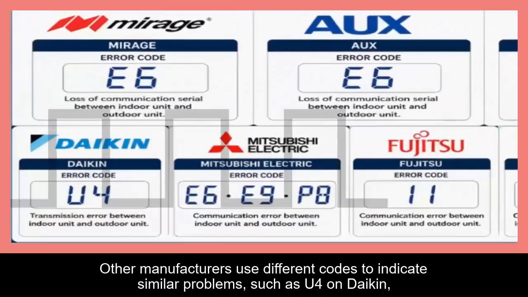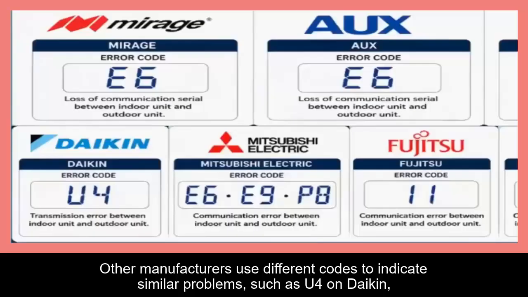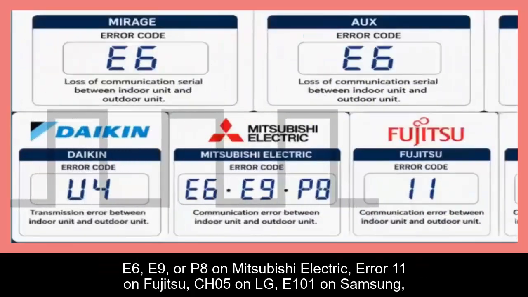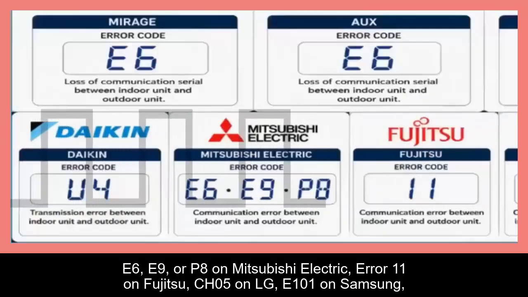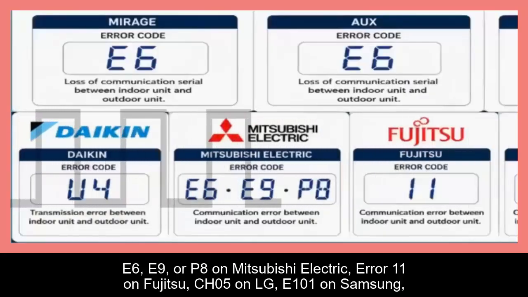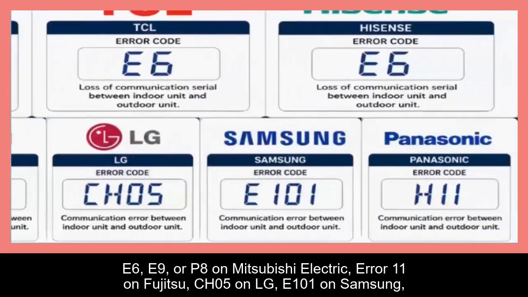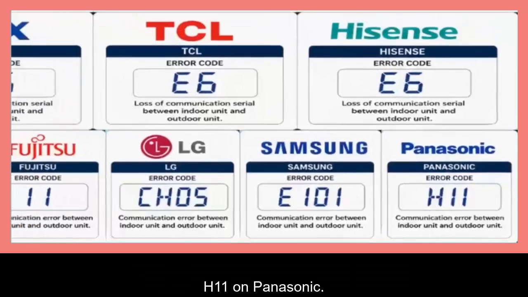Other manufacturers use different codes to indicate similar problems, such as U4 on Daikin, E6, E9, or P8 on Mitsubishi Electric, Error 11 on Fujitsu, CH05 on LG, E101 on Samsung, H11 on Panasonic.